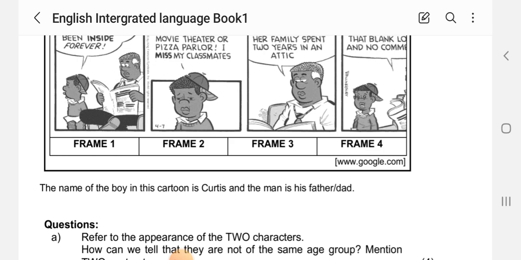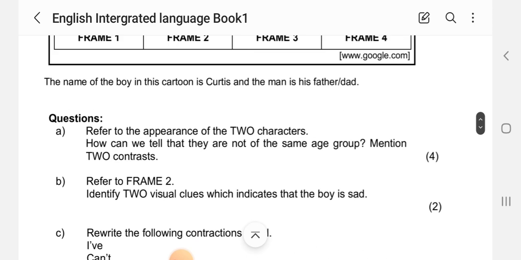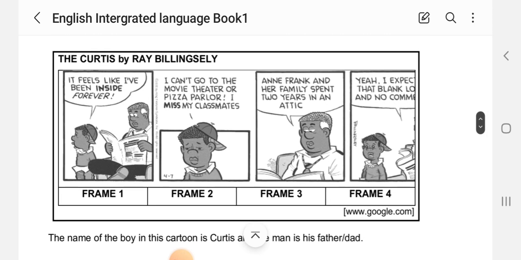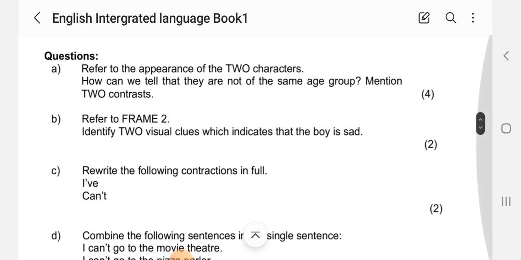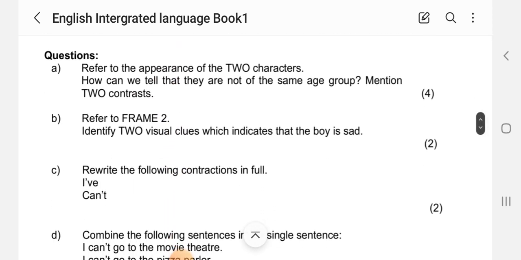the frown in his forehead. Can you see the frown in his forehead? That also indicates that he is sad, and his eyes are facing down in frame 2. I think frame 2 gives us more things to work with, and the way his mouth is curving down. So yeah. And then for C, rewrite the following contractions in full.